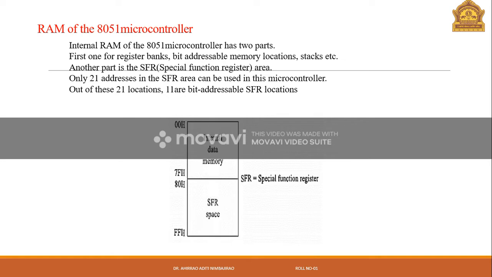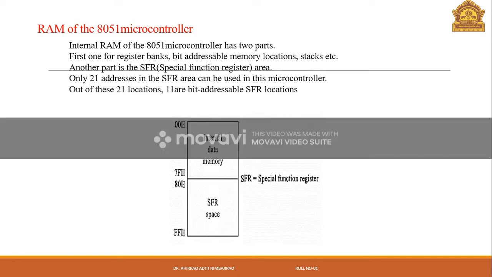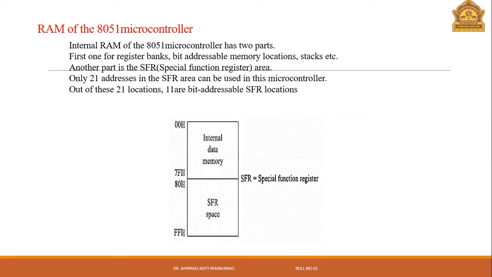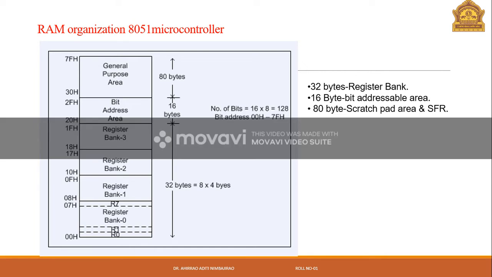See, this is the structure for the RAM memory. It is divided into the first part for register banks, bit addressable memory location and stack and scratchpad memory, and the second part that consists of the SFR, that is nothing but the special function register. Only 21 addresses in SFR area can be used in this microcontroller. Okay, so we will see the detailed structure of RAM organization.